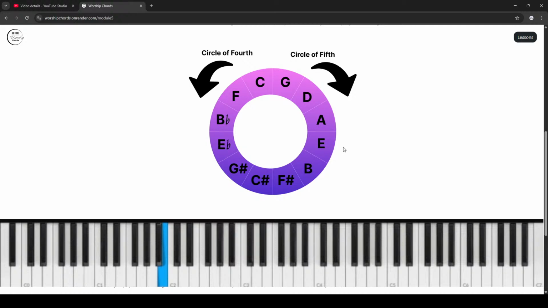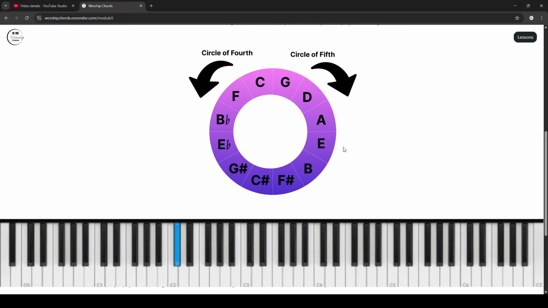Now in the key of B, the fifth note, you count 1, 2, 3, 4, then 5. So you find that the fifth note of key B is F sharp. Okay, and then in the F sharp key, the fifth note, you count 1, 2, 3, 4, 5. Then you find that that is C sharp. So you go from B to F sharp, then to C sharp. Then from here you enter the circle of fourth.